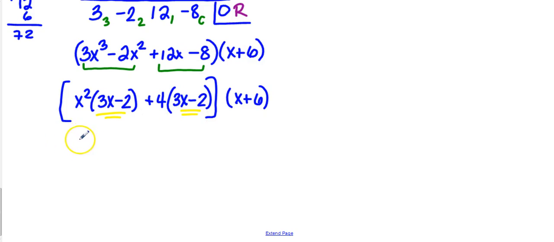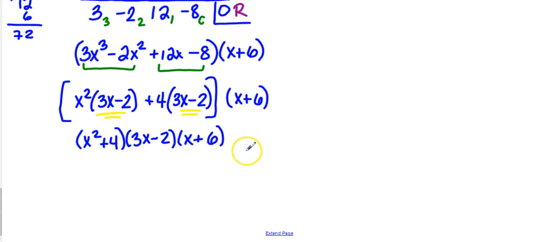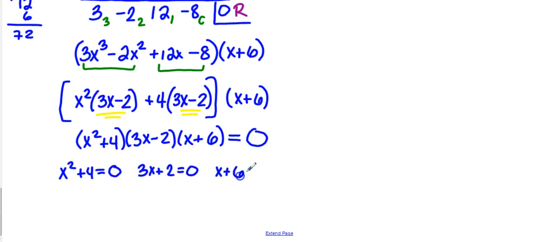So when I factor out a 3x minus 2, that leaves behind x squared plus 4 times 3x minus 2 times x plus 6. If this had been a minus sign, I could keep factoring, but we do not have the difference of squares there. These factors are linear, there's nothing else I can do, so I will now set these equal to 0. We're going to set x squared plus 4 equal to 0, 3x minus 2 equal to 0, and x plus 6 equal to 0.